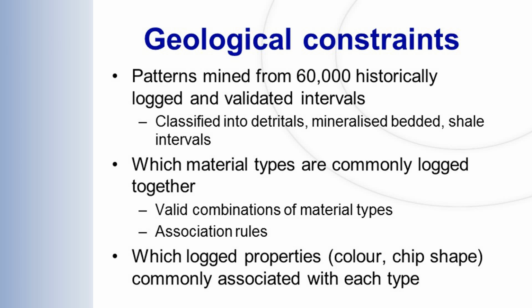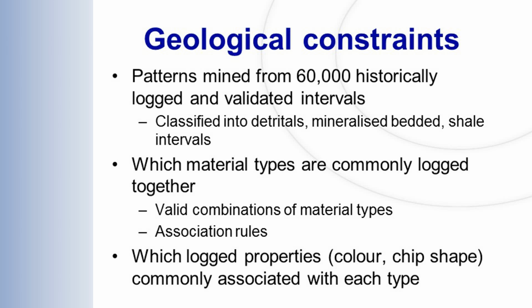Geologically, though, we still need to confirm that all of those compositions that we have make sense. So the way that we did this was we went through roughly 60,000 intervals that had historically been logged and validated. Each of these intervals had been seen by a geologist twice, and we assumed that the combination of material types selected by the geologist was a sensible set of material types. So they hadn't just randomly picked materials that made sense chemically. Once again, we classified these into our three classes of detritus, mineralised bed and shale intervals.